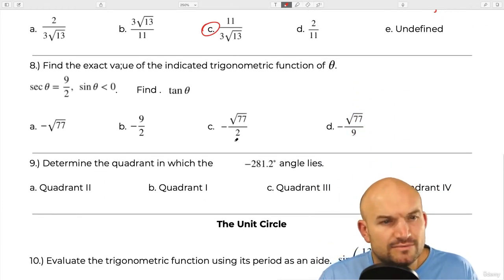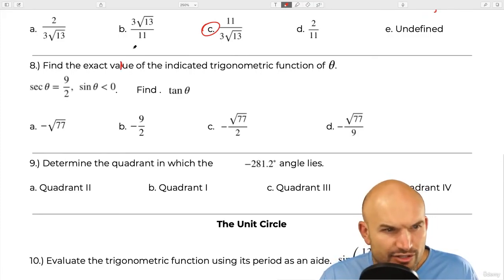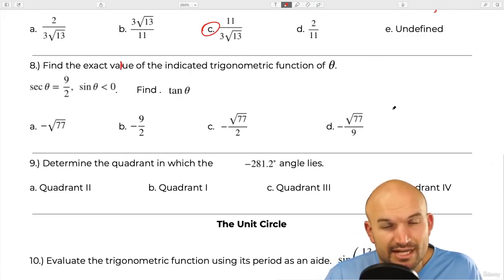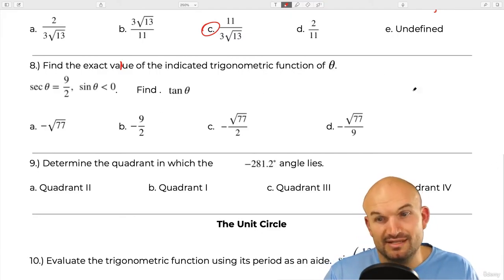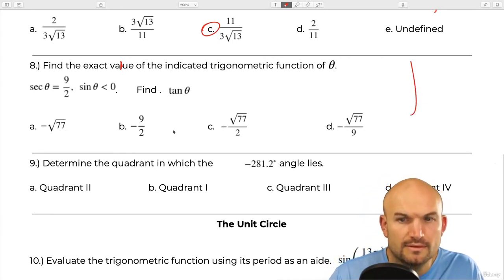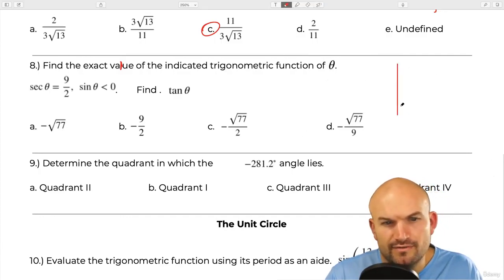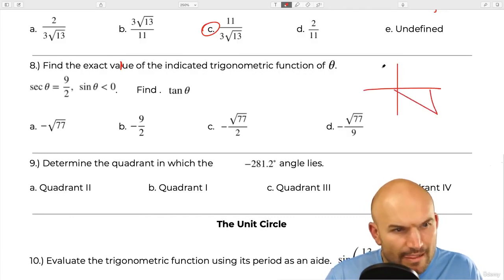Find the exact value of the indicated trigonometric function. So again, another one of these. We're looking for tangent. All right, so sine is less than 0. Secant is positive. So again, this is in the fourth quadrant. All right, so let's draw a triangle in the fourth quadrant, just so we make sure we have this correct.